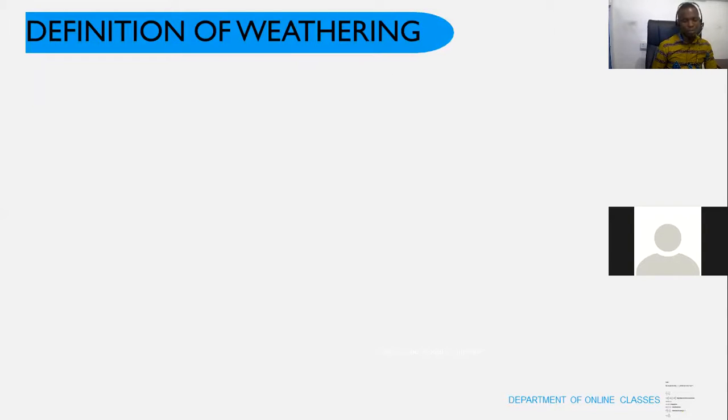The definition of weathering. Perhaps I believe over these few days you've been home, you are not just eating and sleeping. I'm optimistic that at least you've gone through your geography textbooks. So who is familiar with this term, weathering? Any of you have any idea concerning the definition of weathering? If you have the idea, just unmute yourself and then tell us. Can any of you define weathering?